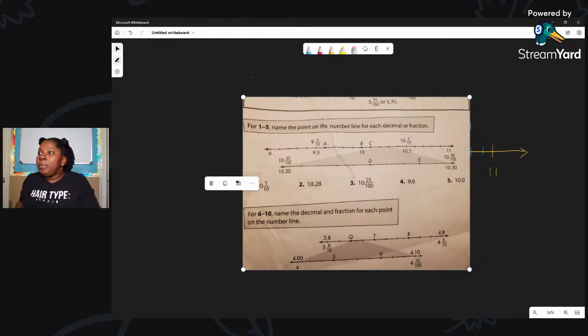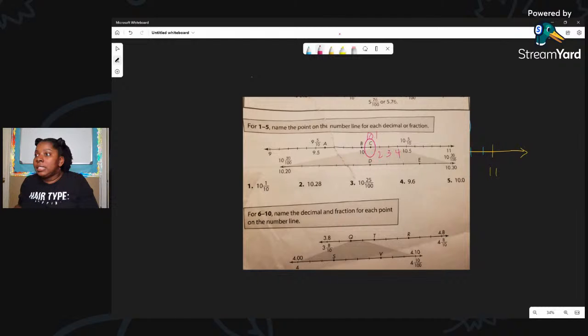Okay, so 10 and 1 tenths. We're looking for which dot is at 10 and 1 tenths. And right here, we can see it's going to be C, right? Because here's 10.1, 10.2, 10.3, and 10.4.